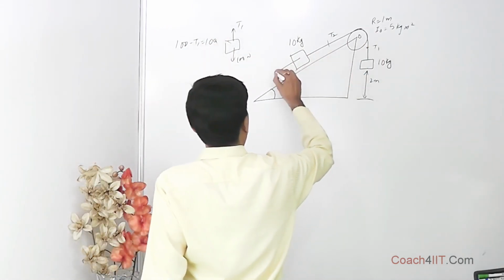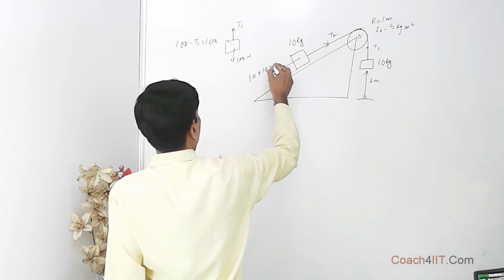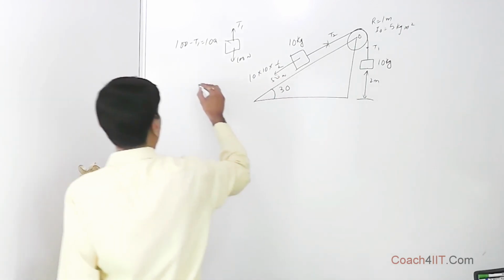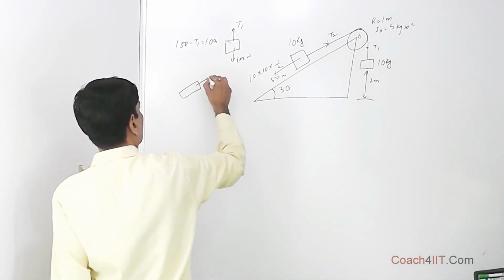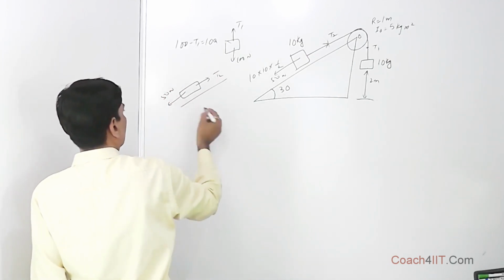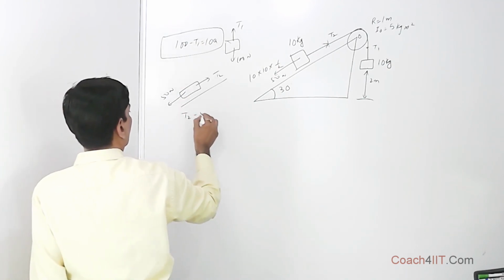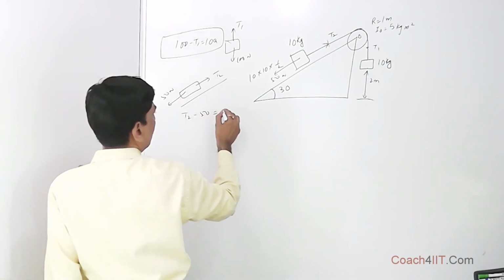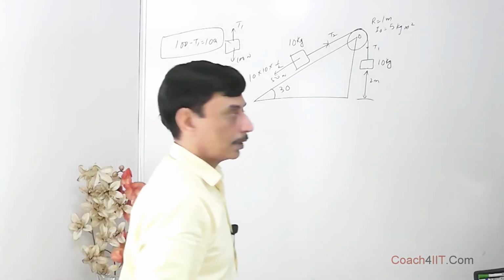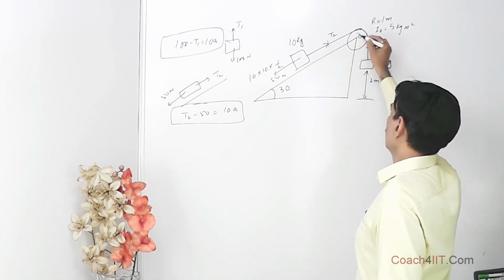For this block, T2 is in this direction, mg sin theta is going to be in this direction. That is m into g into sin 30, that is 50 Newton in this direction. So T2 is in this direction, 50 Newton is in this direction. T2 minus 50 is equal to 10 into A. This is our equation. These are the translation equations. For the pulley, it is purely going to rotate.